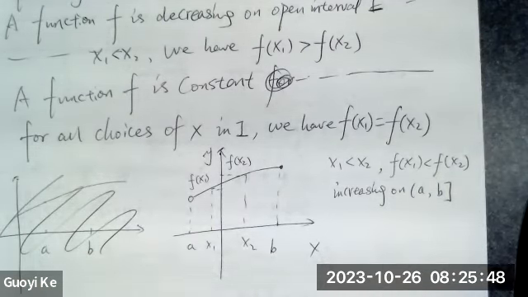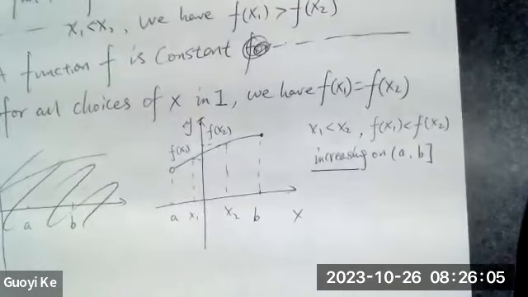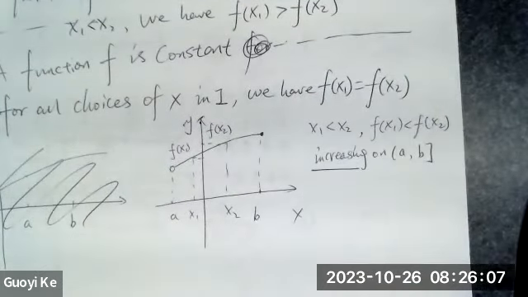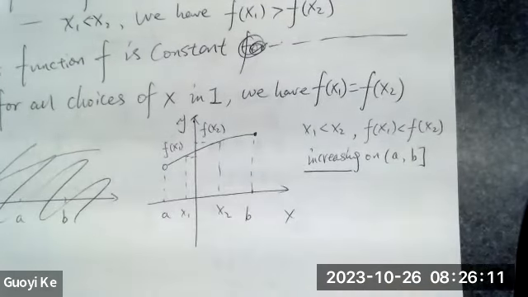So from A to B, A is an open circle, so we use a round bracket. B is a solid point, so we use a square bracket. For this case, it is increasing on the interval (A, B]. Now let's take a look at the second case.